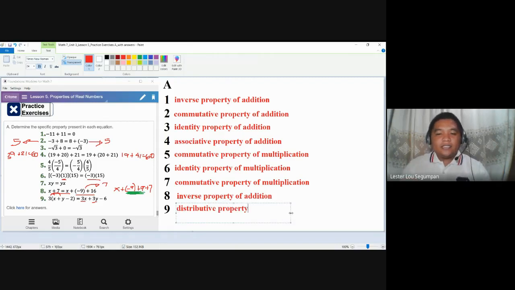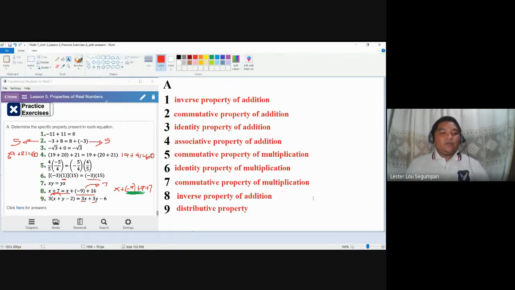These are the answers for numbers 1 to 9 of the practice exercise A of lesson number 5, which is concerned with the properties of real numbers. These are just basic properties of real numbers. We may add here again the closure property if you want, and you might research on other properties. Okay, you may do that. Just don't forget these basic properties, which are essential in understanding fundamental algebra soon.